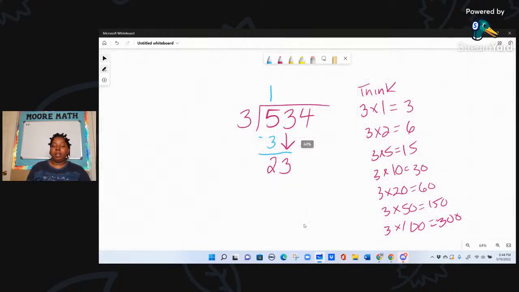So let's try to get close to 23. We see 3 times 5 is 15. That's pretty close to 23. Let's keep going. 3 times 6 is going to give us 18. 3 times 7 will give us 21. But that 15 kind of helped us. We knew it was going to be somewhere in between 5 and 10. So having this think box here, you don't have to put all of the numbers from 3 to 100, but just some common ones to help you get closer to the answer.